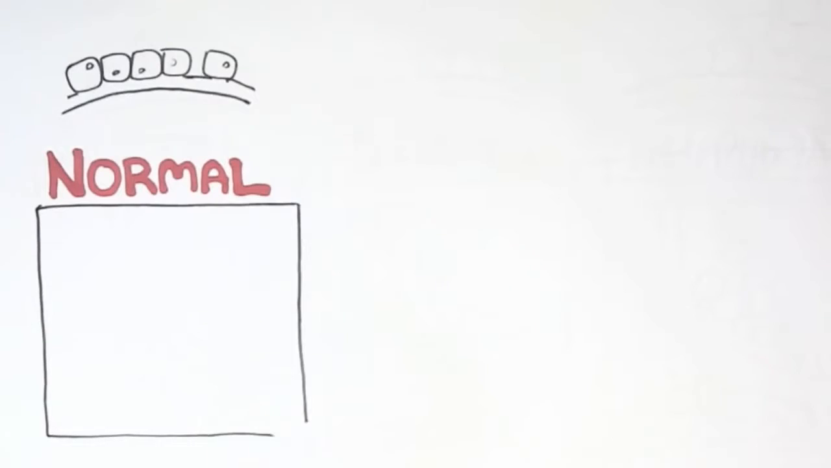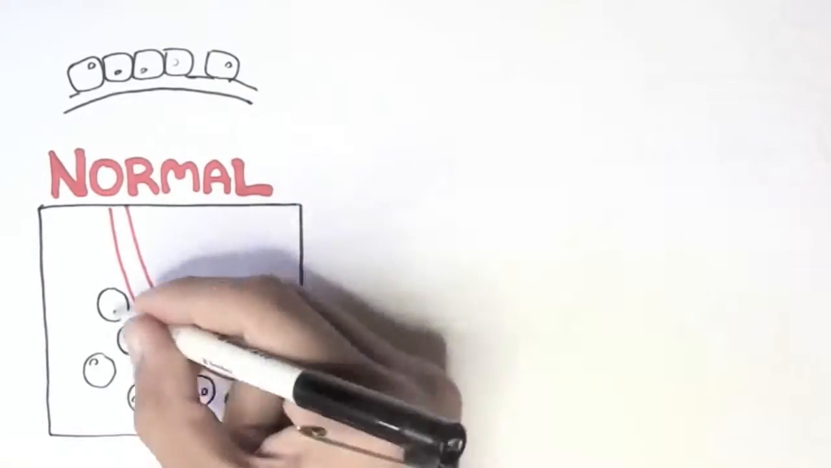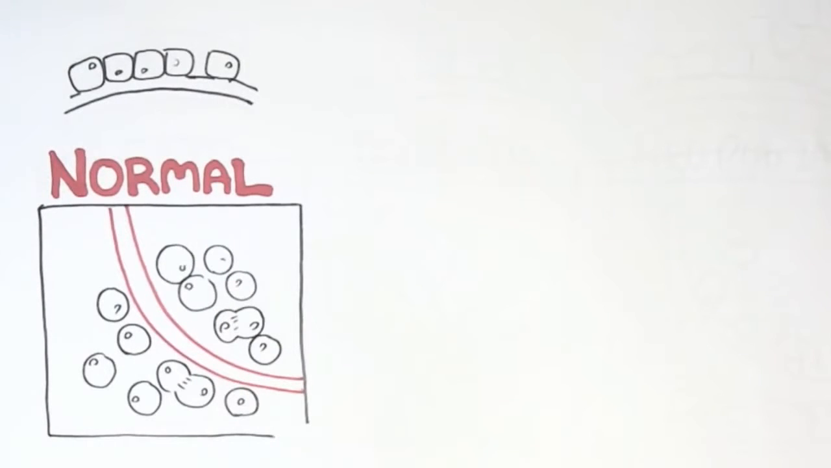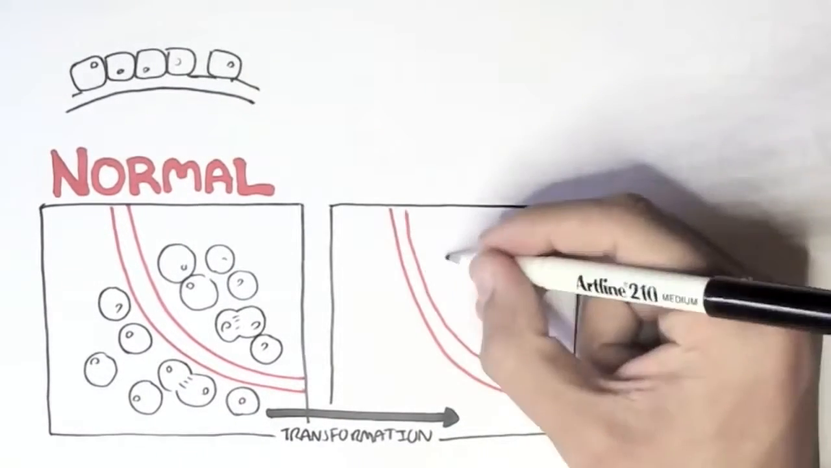And let's look at it from a different view, from a bird's eye view. So here we have the cells, and they are dividing in a controlled manner. And of course, the cells have a blood supply. However, one of these normal cells here can become cancerous.